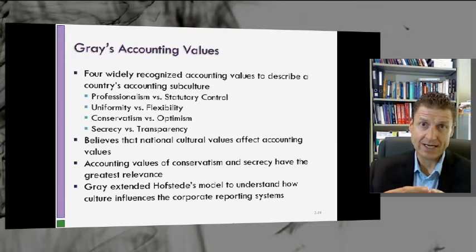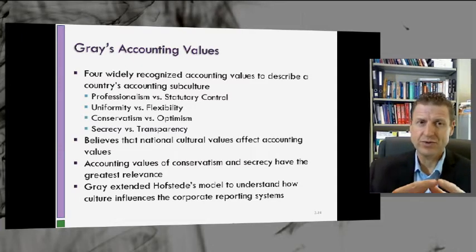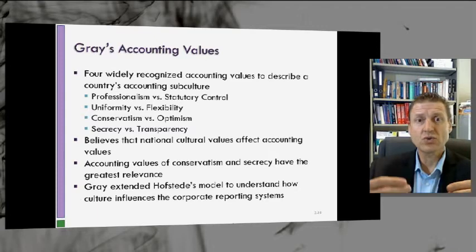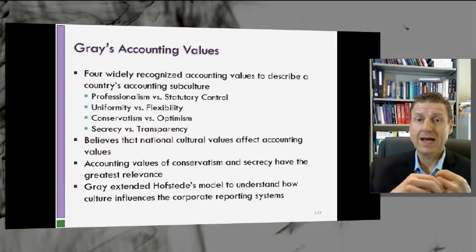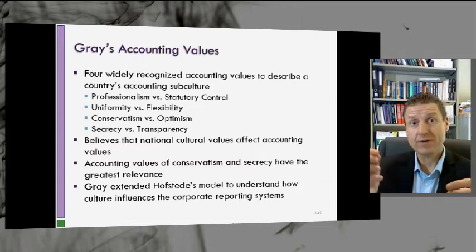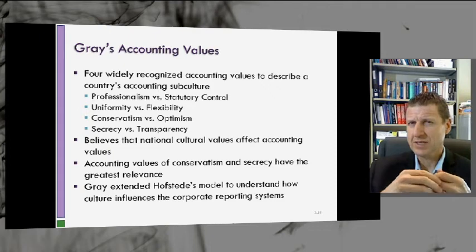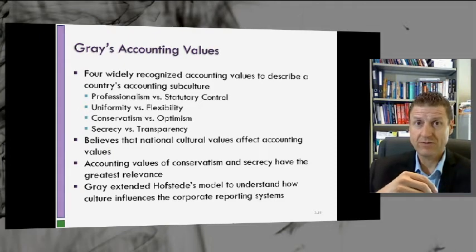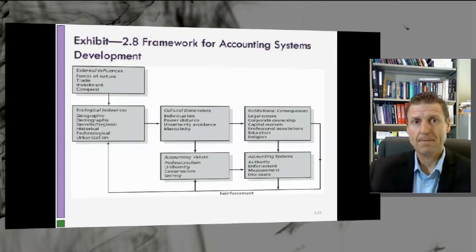business is transacted. So Sidney Gray came up with these accounting values, and he believed that national cultural values affect accounting values. And he gave an example that accounting values of conservatism and secrecy have the greatest relevance to the differences in the cultural values. So let's have a look at how he extended Hofstede's framework to link to these notions of conservatism and secrecy.